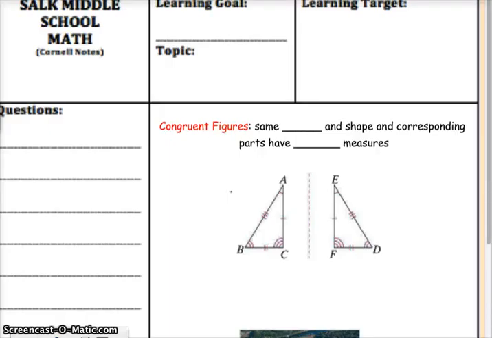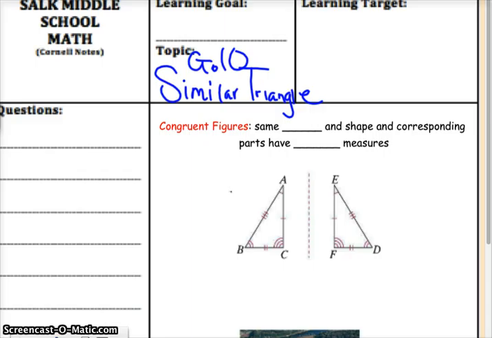Alright, we are doing our last unit of geometry. It is G.10, and our topic is similar triangles. Or I should really say congruent triangles. It's not just similar today. We're going to talk about congruency.